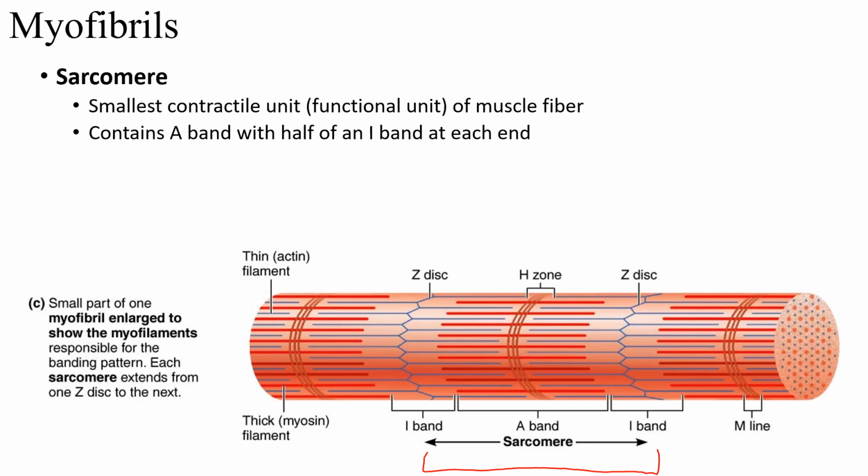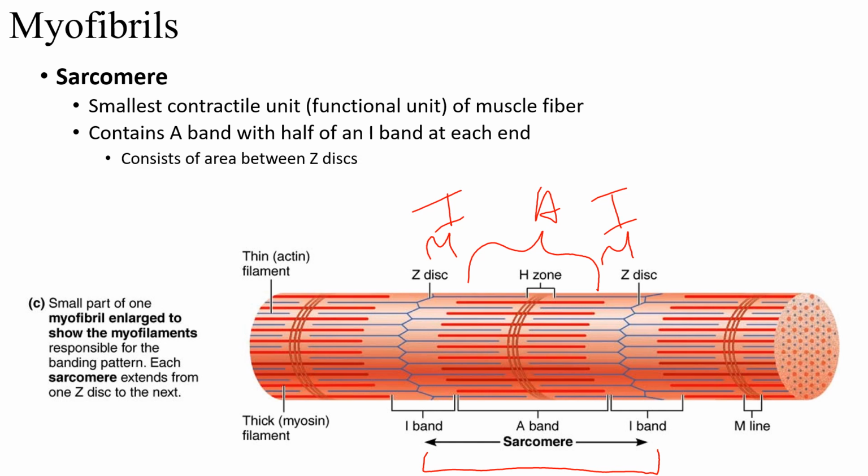We have the A band. The A band is going to be from here to here, where this dark red line is, and then right here is going to be the I band and I band. So we have I, A, I. That's what's inside of a sarcomere. I'm probably going to overlap my writing in a second. Each of those is going to have a Z disc. So this is the Z disc right here. In between I bands, you have the Z disc.